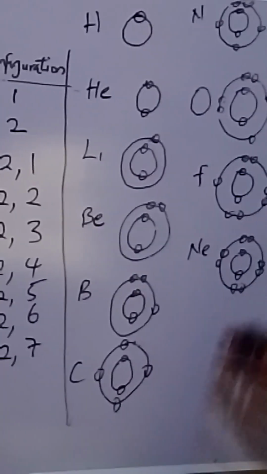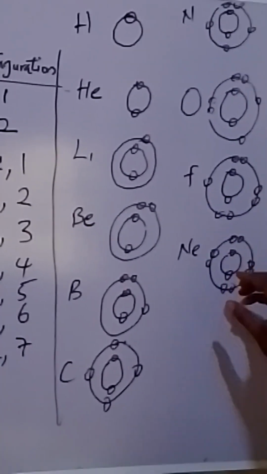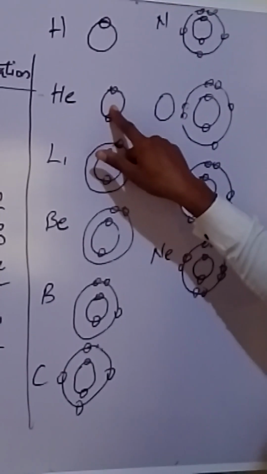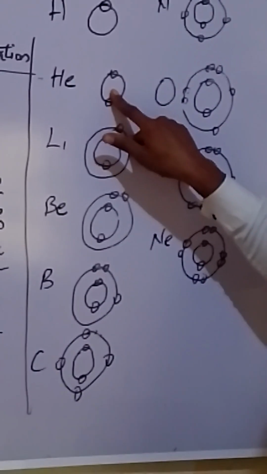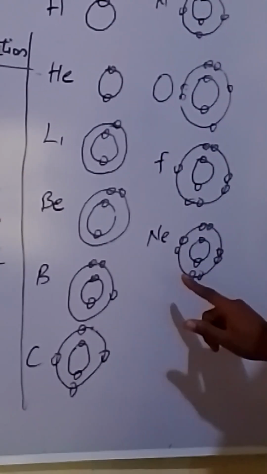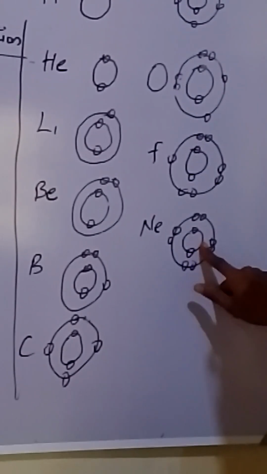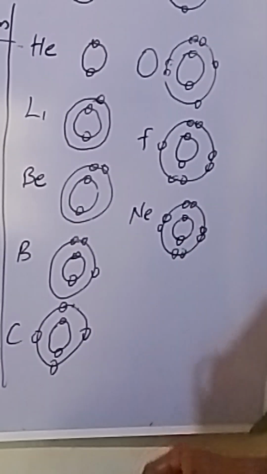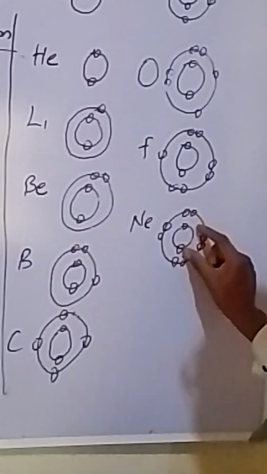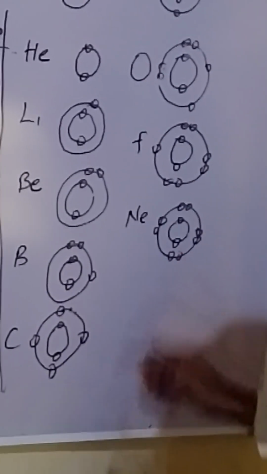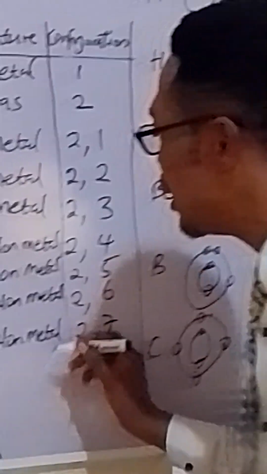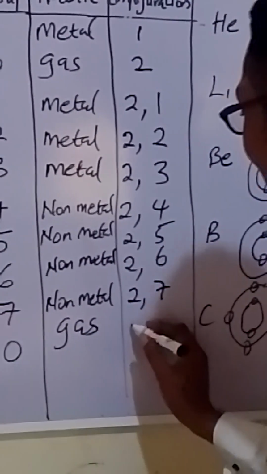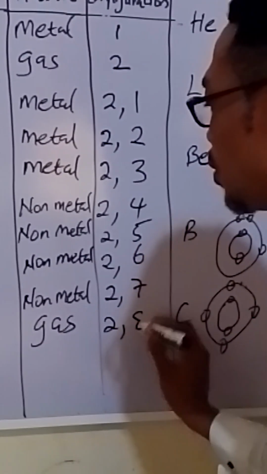Why is it group 0? Because the shells are filled up. In the case of lithium, it has only one shell and the shell is filled up. That's why it is in group 0. And here also, this one has only 2 shells. And the 2 shells are all filled up. First shell filled with 2 and the second shell filled with 8, like I have said. So this means that this is a gas. And the configuration is 2, 8.